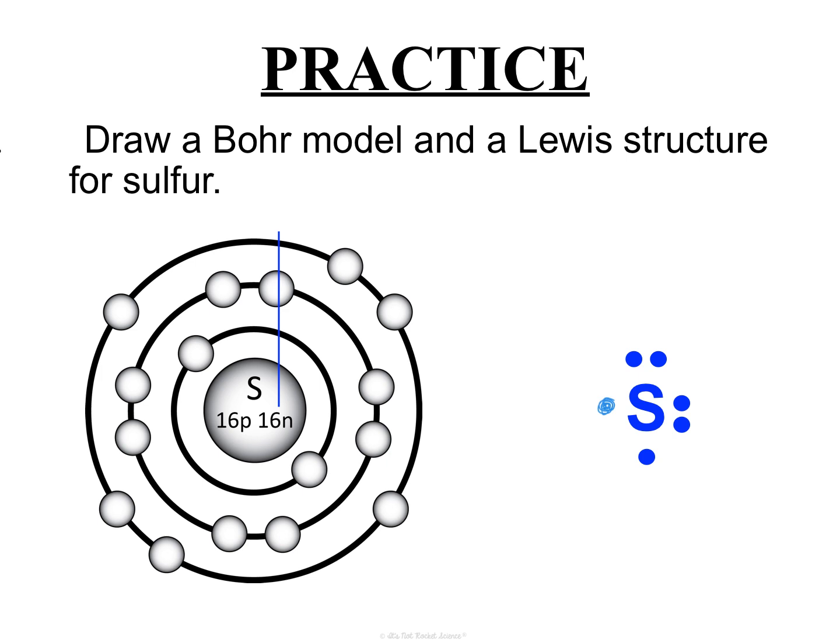So remember, you fill 1, 2, 3, 4. So you want one on each side before you start pairing them off. So 1, 2, 3, 4, 5, 6. Alright, so every side should have at least one before you start pairing them up.